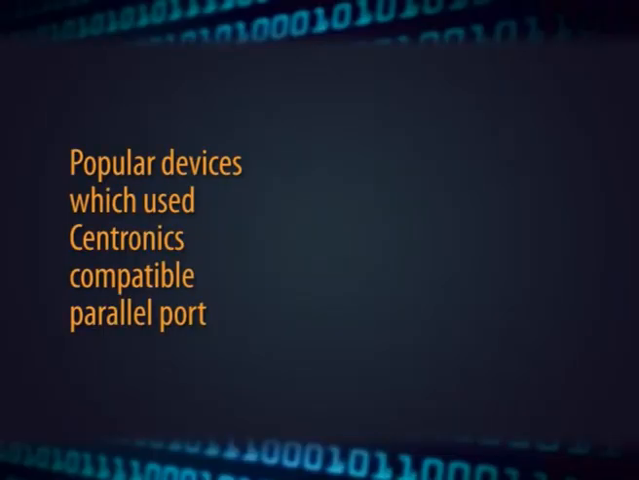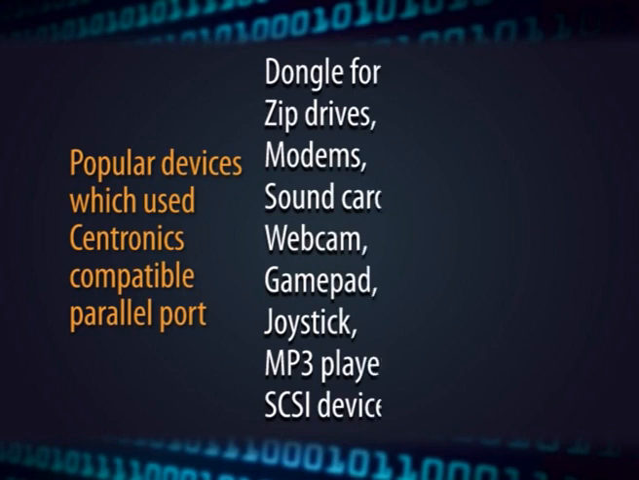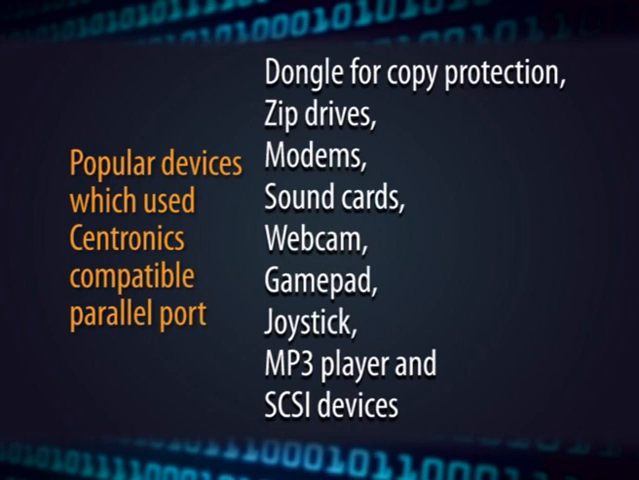Centronics compatible parallel port was one of the major and important interfaces of PC at that time, since it offered high speed bidirectional data transfer facility. Various popular devices of these years which used this interface were dongle for copy protection, zip drives, modems, sound cards, webcam, gamepad, joystick, MP3 player and SCSI devices.